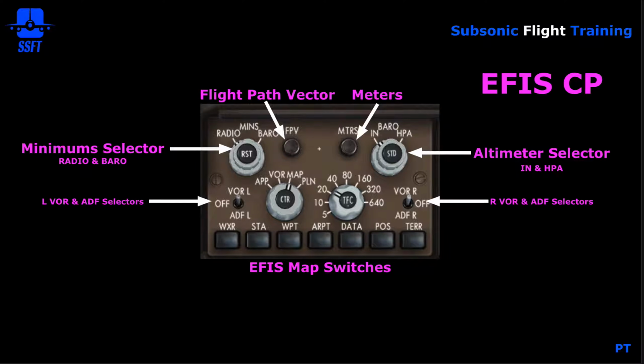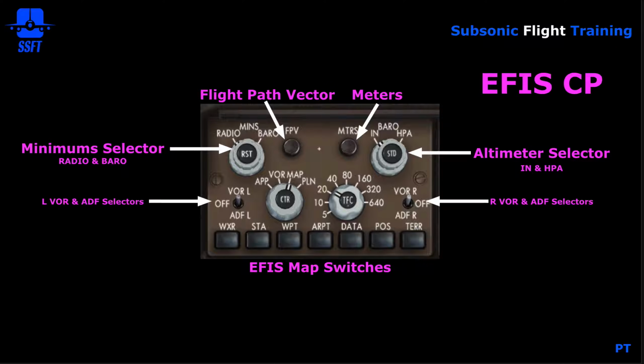Moving to the right of that, you have the flight path vector switch. When you turn this on or off, it displays the flight path vector on the PFD. Next to that is the meter switch on the altitude portion of the PFD. When you push meters on, it displays meters as well as feet. If you turn it off, then meters will disappear and you'll be left just with feet. This would be used in areas of the world where you have to use meters, such as China.